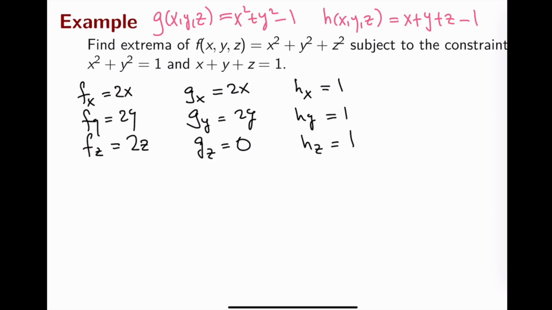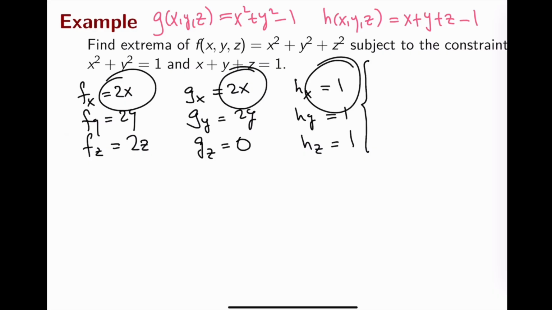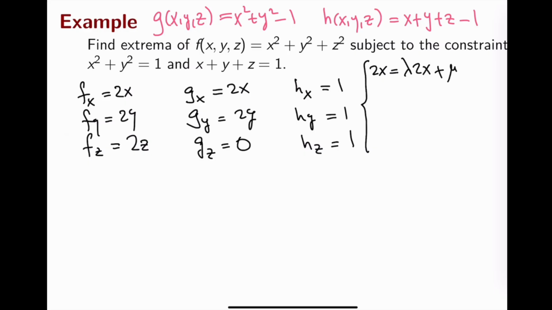Okay, so now we put everything in the system of equations that we said before. The first equation will be 2x equals lambda times 2x plus mu. The other one will be 2y equals lambda 2y plus mu. And the third one will be 2z equals mu. And then the two restrictions will be this equals 0 and this equals 0.